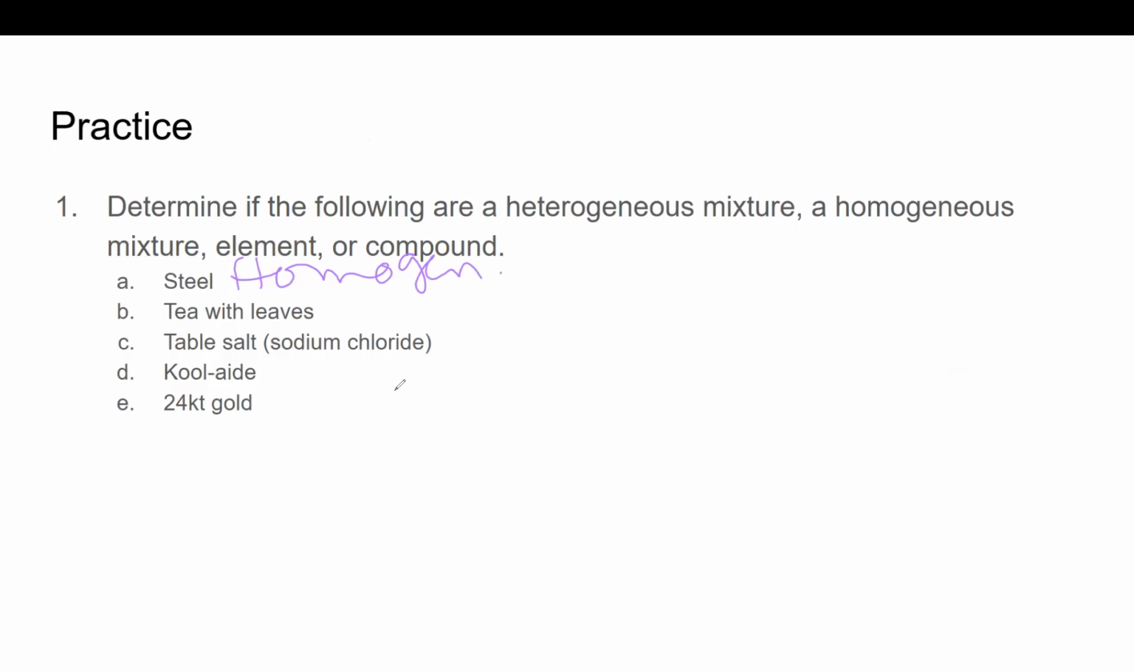Tea with leaves. If we can see the leaves floating around, then this is going to be a heterogeneous mixture. Table salt, sodium chloride. Well, if you look at the periodic table, is sodium there? Is chlorine there? Yes, so this would be a compound.